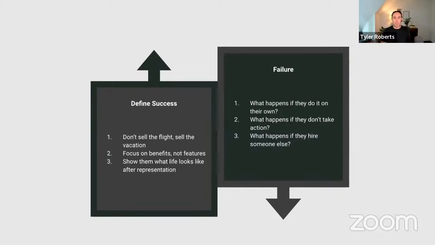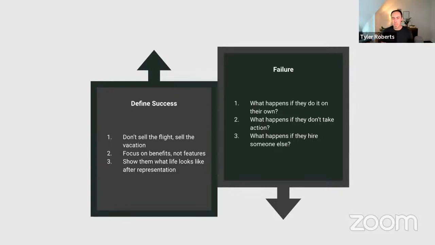And you want to show them what life looks like after representation. They're probably not in the best place if they're contacting you and you're a personal injury attorney or criminal defense attorney. Show them what life can look like after representation. We've handled X, Y, and Z for you, and now you can focus on your future.